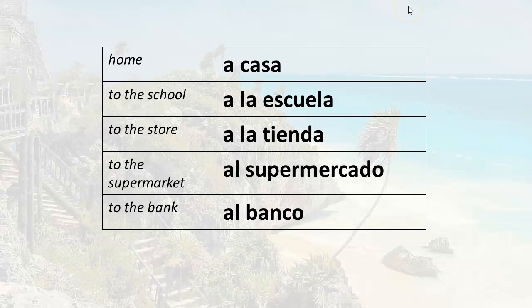Here we have some common destinations that we use with the verb ir. In other words, we go home, we go to the school, we go to the store, we go to the supermarket or to the bank. So home would be a casa, to the school, a la escuela, to the store, a la tienda, to the supermarket, al supermercado, to the bank, al banco. Notice here that A and el contract to al. So instead of saying a el supermercado, we simply say al supermercado. The same thing with bank. Instead of saying a el banco, we say al banco.